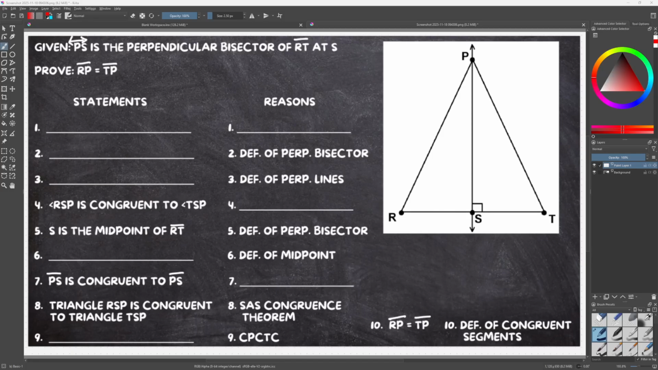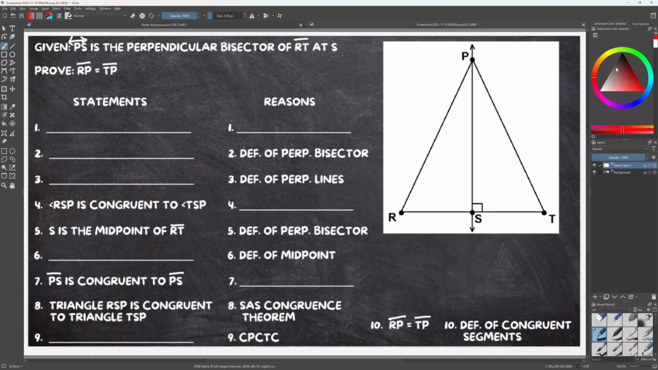All right, let's go ahead and take a look at a proof. What we are given here is that line PS is the perpendicular bisector of segment RT at S. So point S is right here. That is the point where you have the perpendicular bisector, which is PS right here. And that is line PS, the perpendicular bisector of segment RT. So that's the information that we have there.